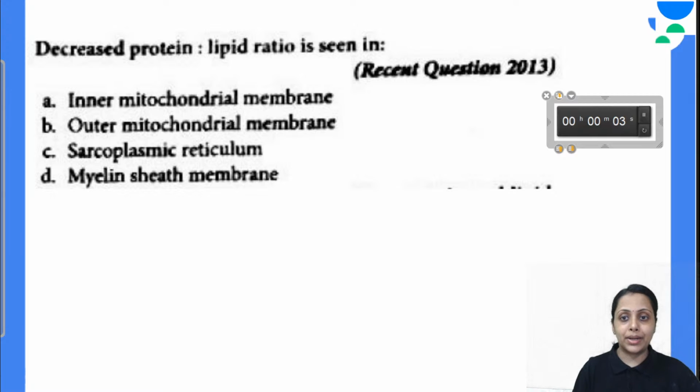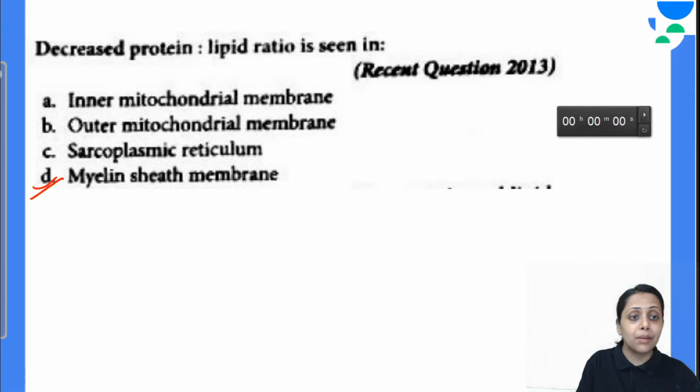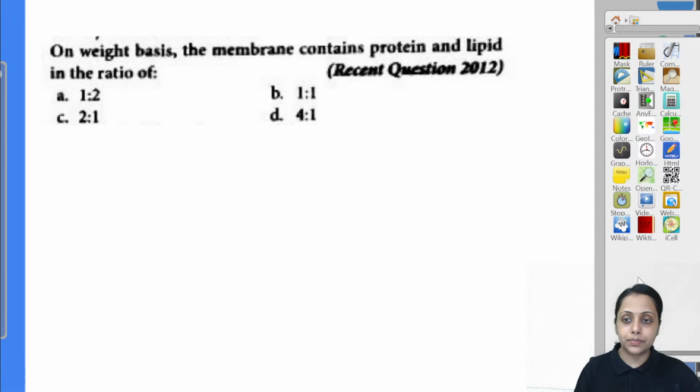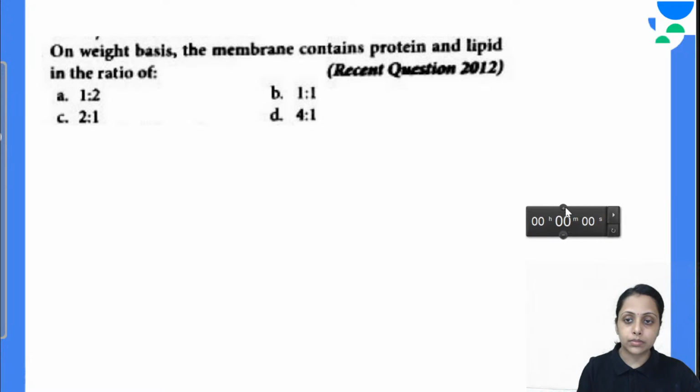Decreased protein lipid ratio means lipid concentration is more in our myelin sheath membrane. Our nerve cell membrane has more lipid concentration. So answer is D. Coming to the next question, on a weight basis the membrane contains protein and lipid in which ratio? 1:2, 1:1, 2:1, or 4:1?